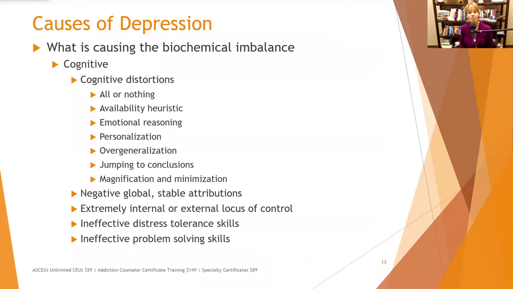Extremely internal or external locus of controls. That's also kind of with the attributions. If you believe that nothing in the world is in your control, you have a completely external locus of control, then yeah, you're going to feel helpless, because it says destiny is going to control everything, so you might as well just sit back for the ride. On the other hand, if you have an extremely internal locus of control, you feel like you should be able to control absolutely everything, and then when that doesn't happen, you feel like you failed. So a locus of control that's too external or too internal can be problematic.